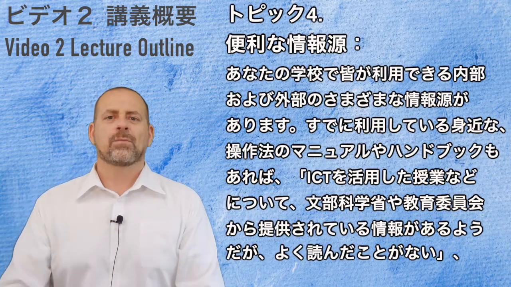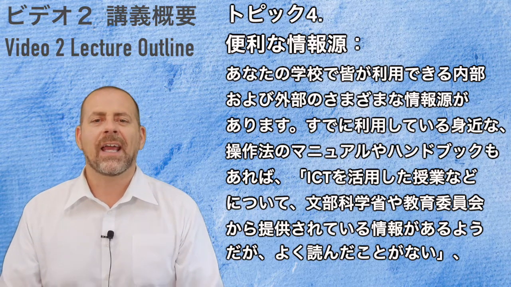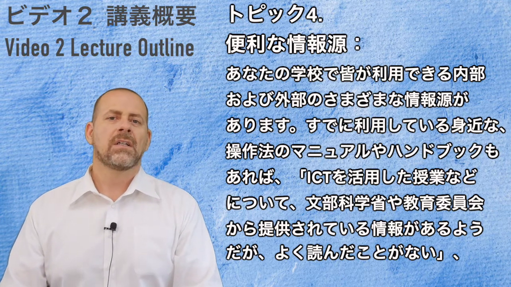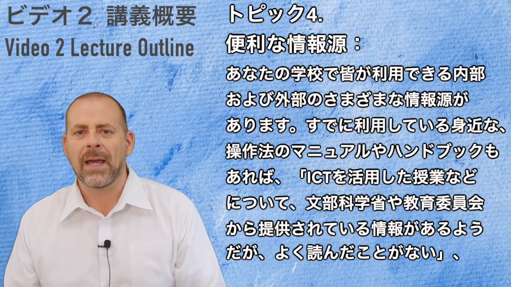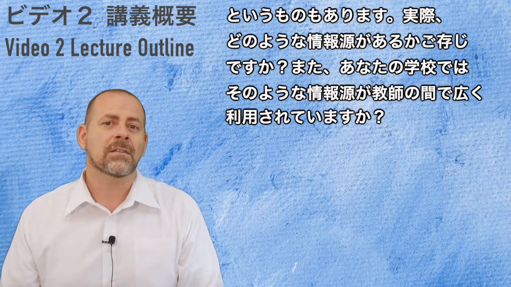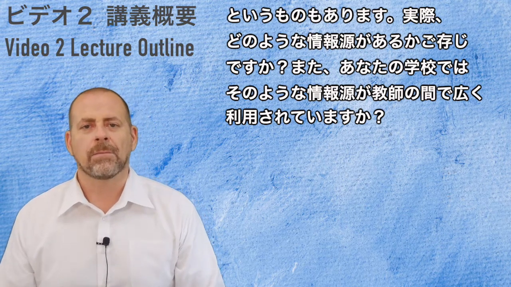Topic 4, available resources. A variety of internal and external resources are available to you and others at your school. Some resources are already in your school, and some have been developed by MEXT and the Board of Education. Do you know what these resources are? And are they widely available to people in your school?